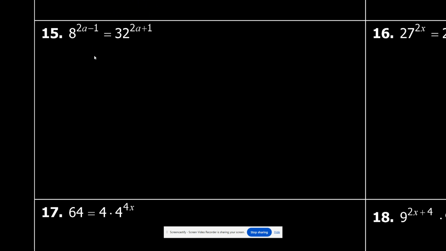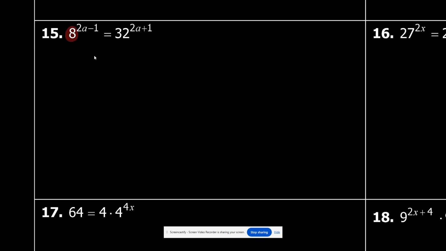So remember what I said. Our first thing that we want to think about is on each side, is there something that I can do? Is there something that I can simplify? And on number 15 here, there's no need because there's only one base of an exponent on both sides.